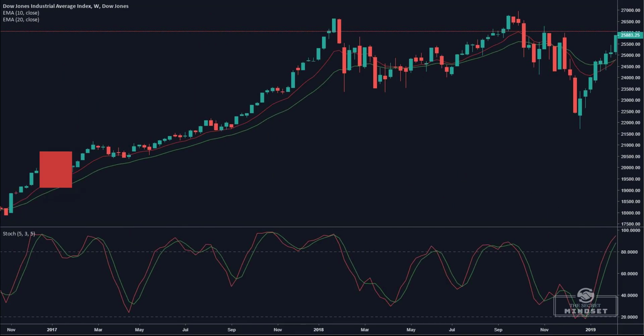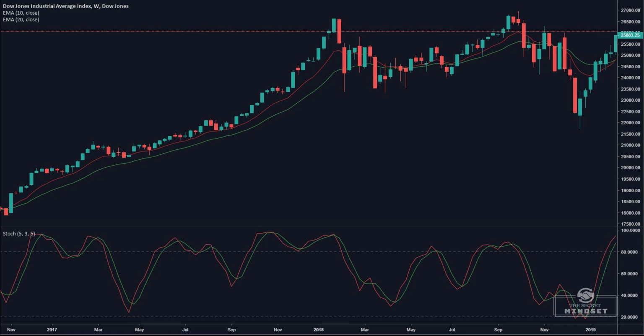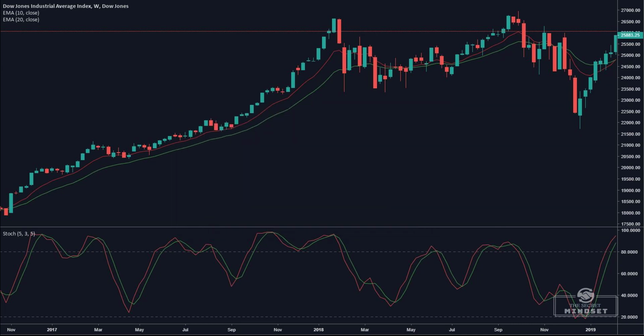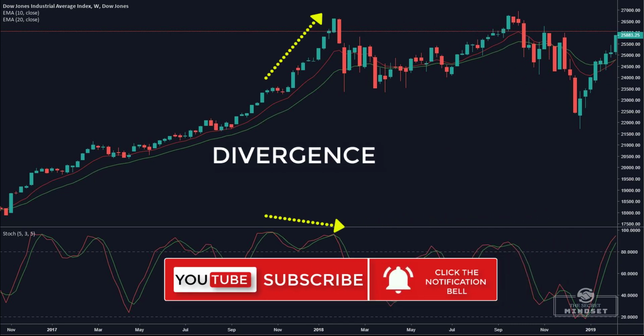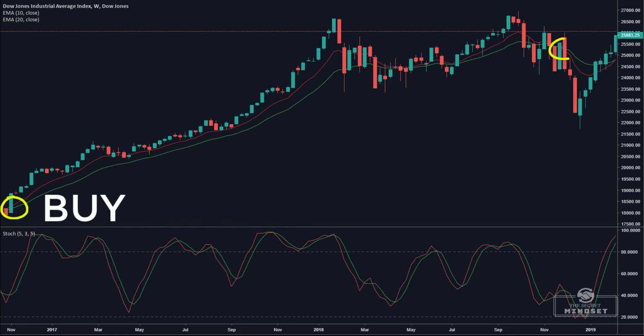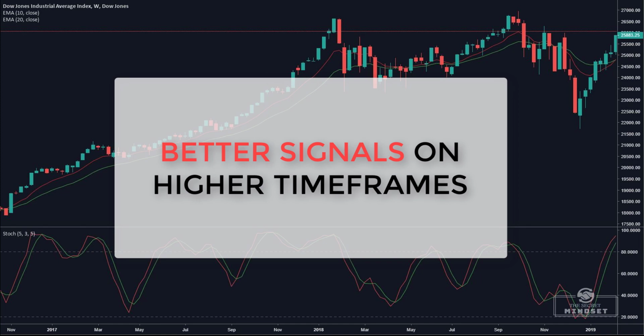Another important advantage of position trading is the fact that signals are more relevant on higher time frames. Position traders often use the daily, weekly, and monthly charts. They are not interested in analyzing lower time frames. This adds weight to their trading systems. For example, a divergence is much stronger on the weekly chart than on a 15-minute chart. A moving average crossover has more relevance on a daily chart than on a 5-minute chart. By using higher time frames, position traders improve the quality of their signals.